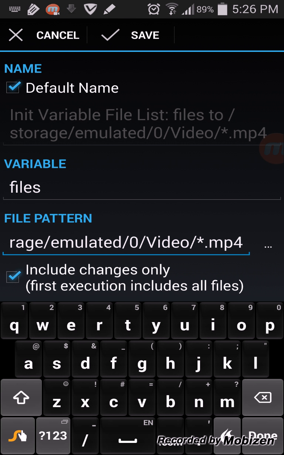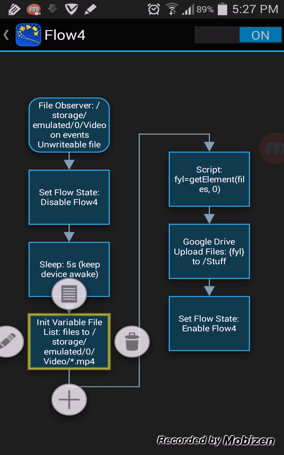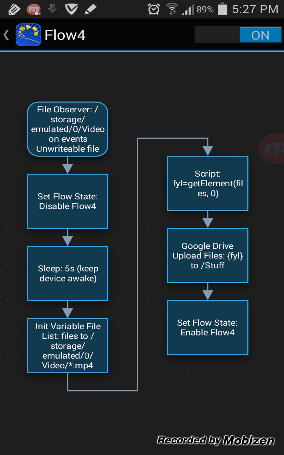Include changes only. Might as well do that. Don't need to because I emptied out the folder for this example, but if that were checked, then the list would always have only one file in it because, well, I don't know, I guess you could download more than one file at a time. Anyway, so we'll go ahead and check it. Save. Next step is to isolate the file name.